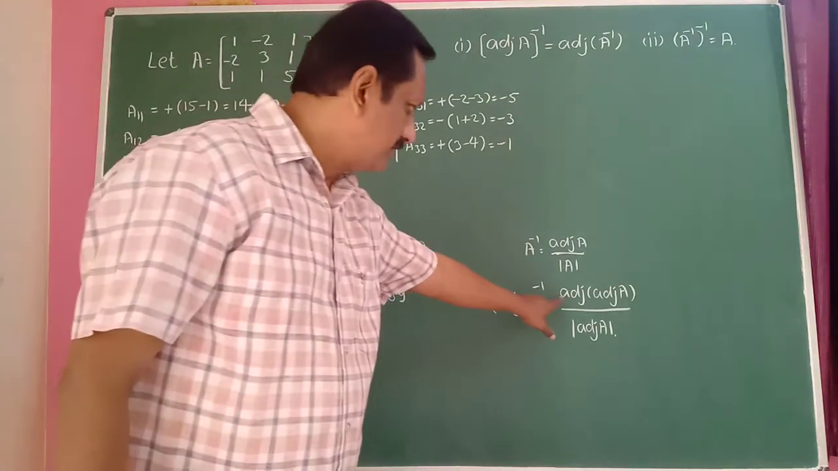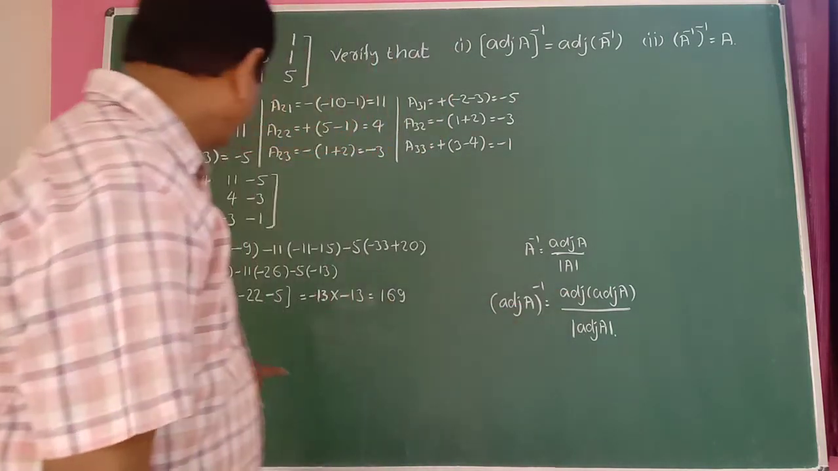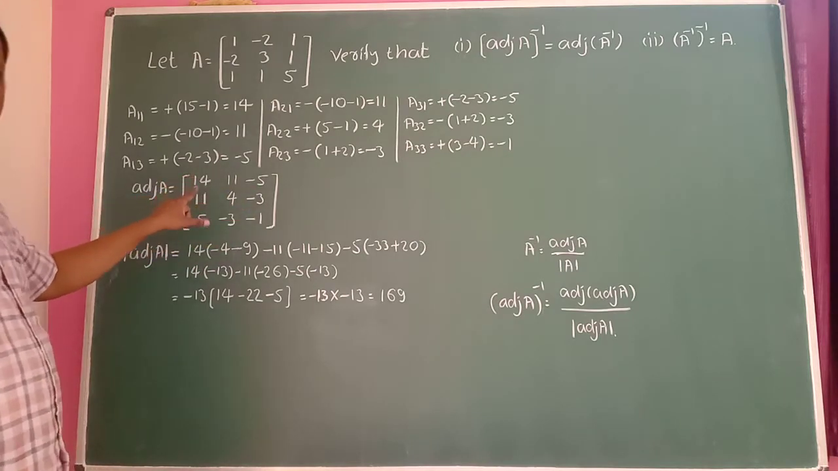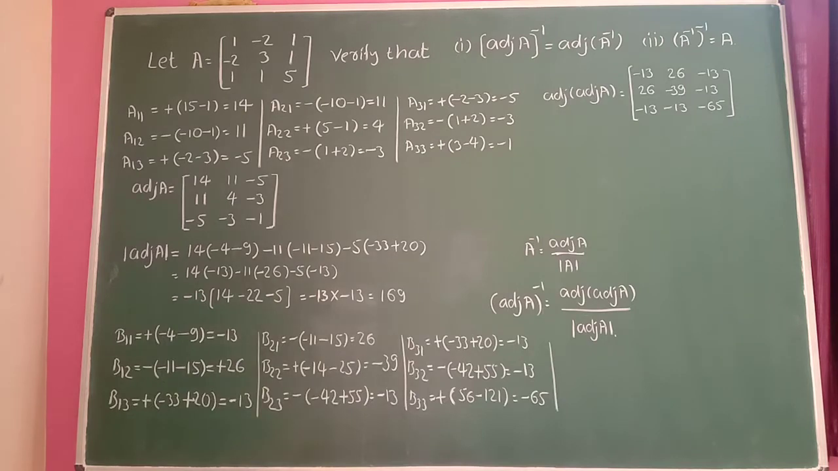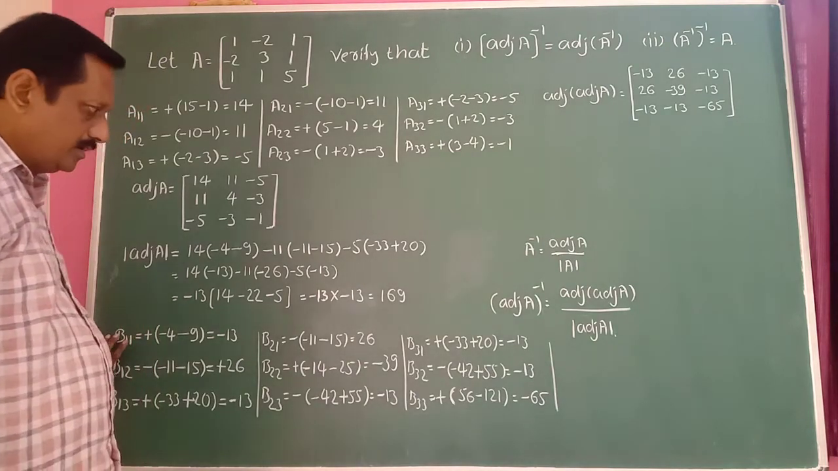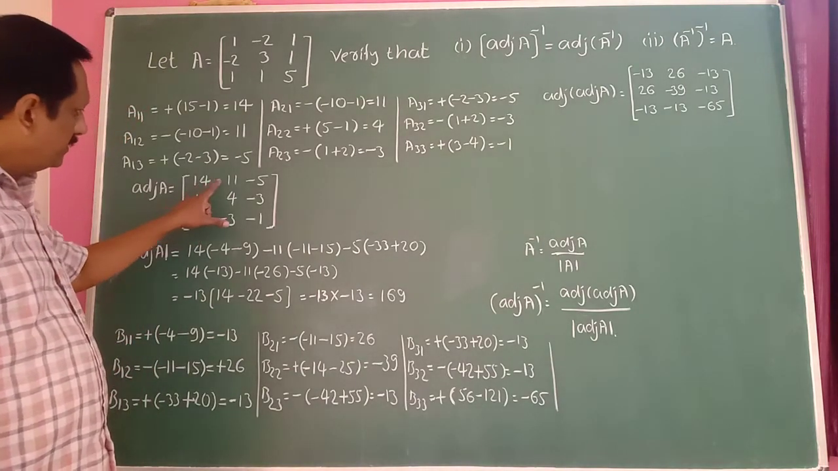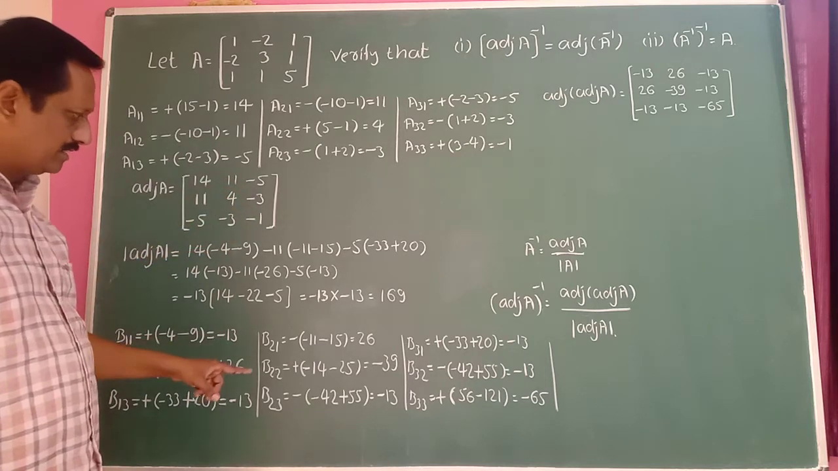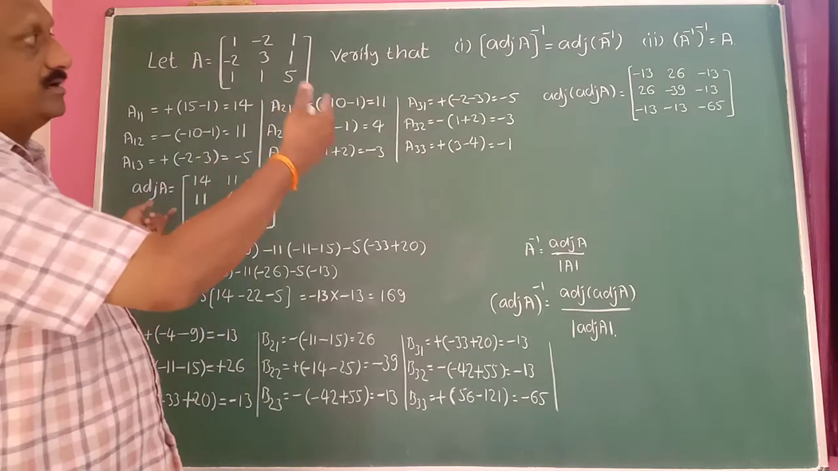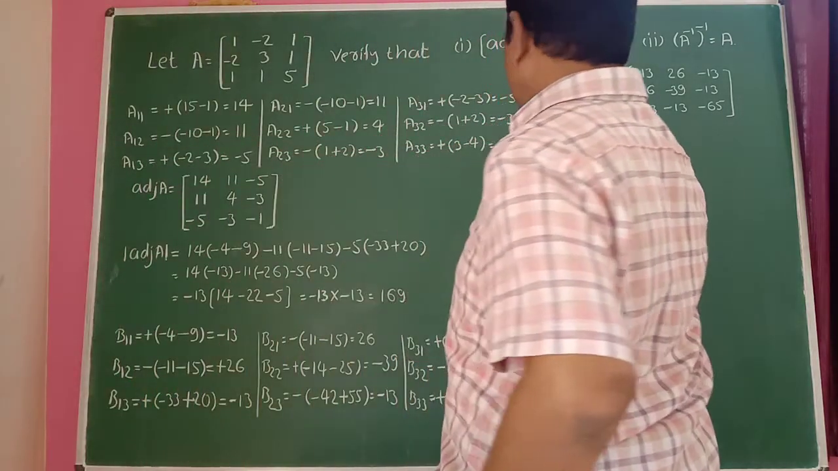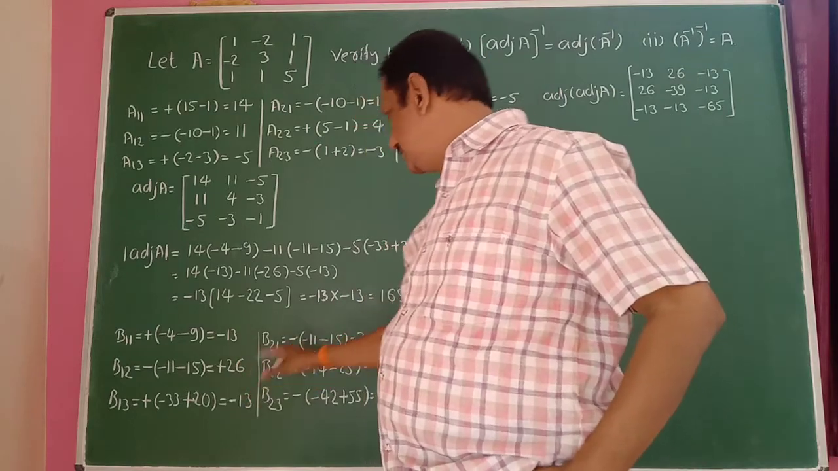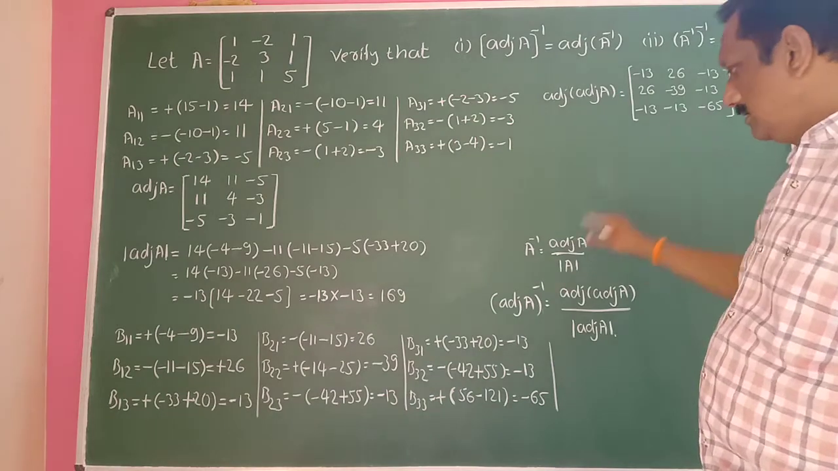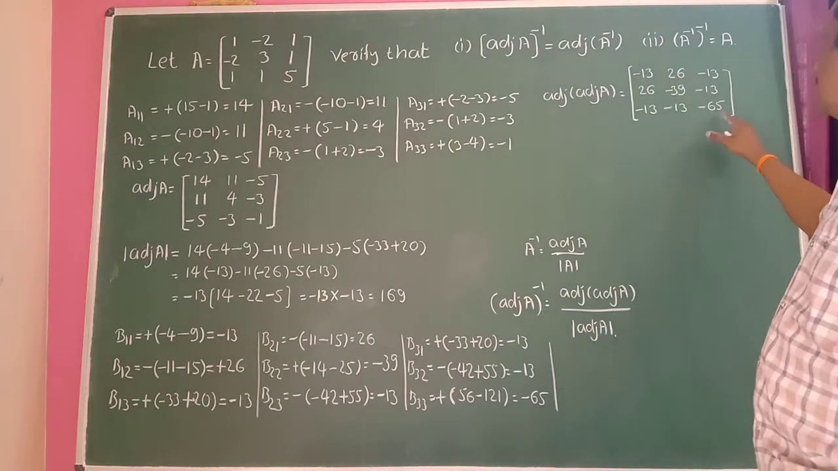Next you find this one. Adjoint of A means find the cofactors of each element of this matrix here. So these are all cofactors of each element of this matrix. Yes, adjoint of A is 13, 26, minus 13, 26, minus 39, minus 13, minus 13, minus 13, minus 65.